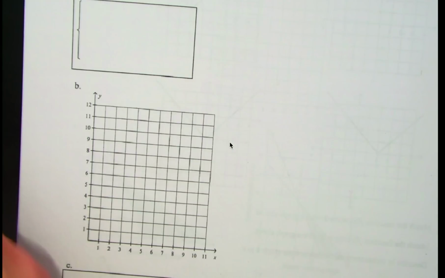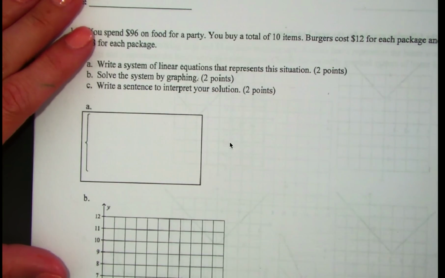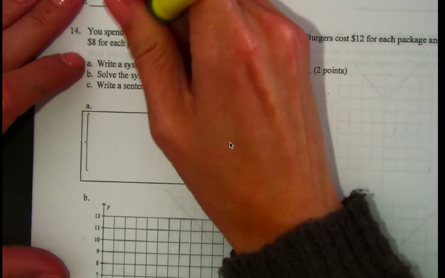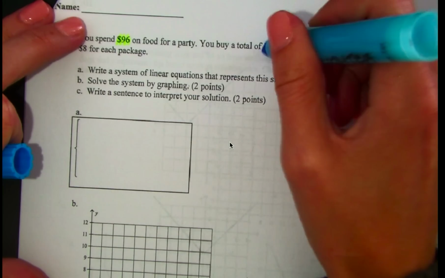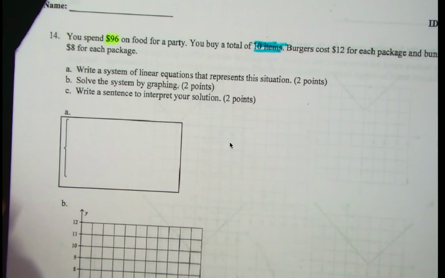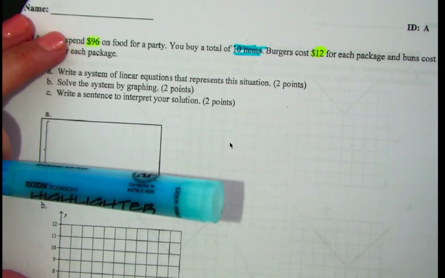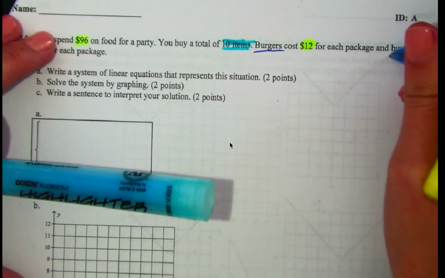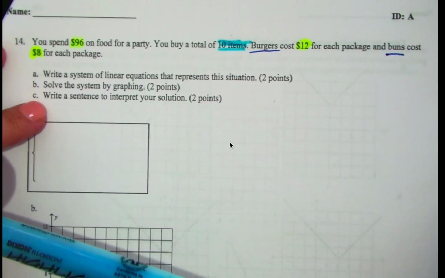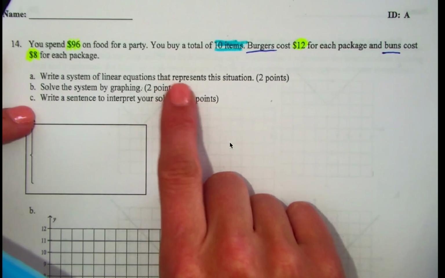Number 14, we have this word problem. We're spending $96 on food for a party. You buy a total of 10 items. You're buying burgers that cost $12. So burgers are going to cost $12 for each package. Buns are going to cost $8 for each package. And with all of these numbers, we can write a system of linear equations.